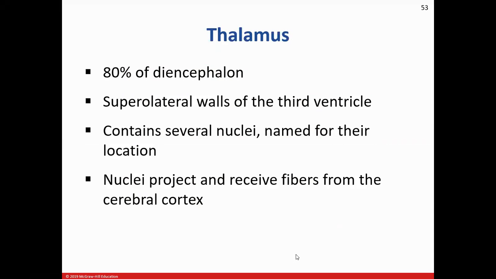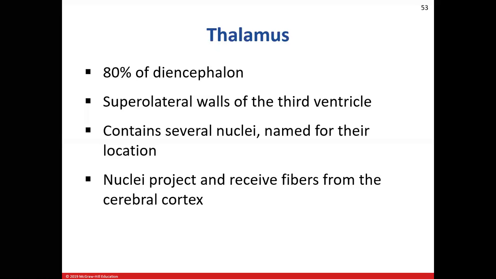So first off, we have our thalamus. Now the thalamus is the largest structure of the diencephalon, and it makes up about 80% of the diencephalon. It makes up the superior lateral walls of the third ventricle and is going to contain several nuclei that are named for their location. The nuclei will project and receive fibers from the cerebral cortex, and one of the major functions of the thalamus is basically to act as a relay center.